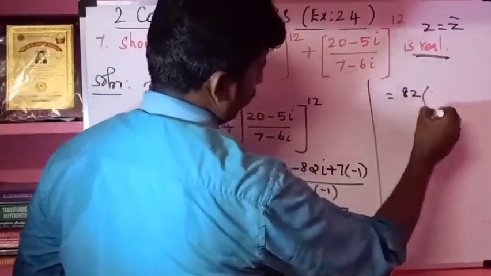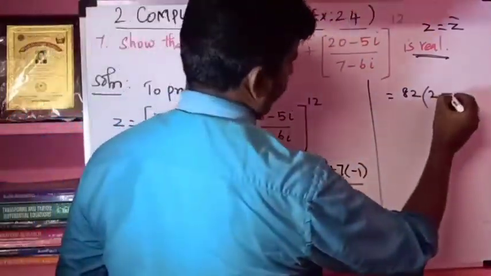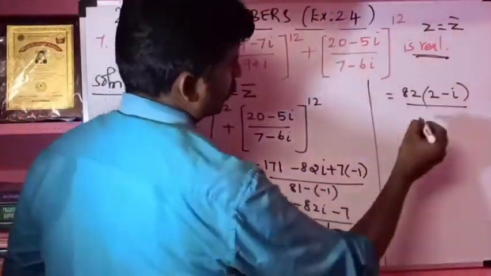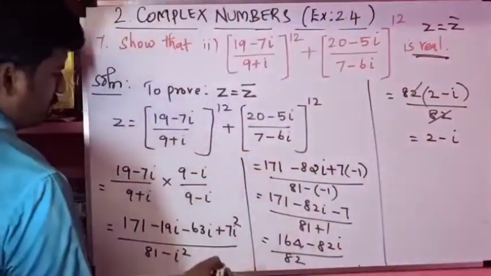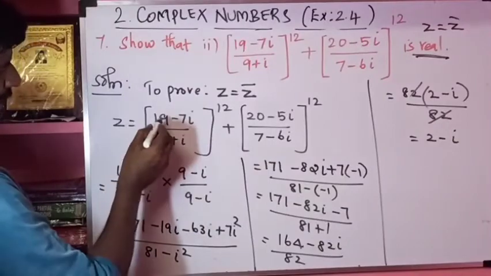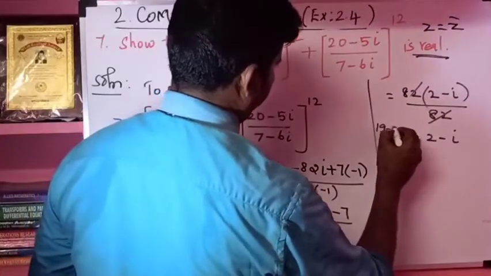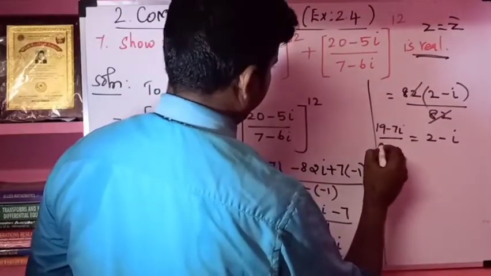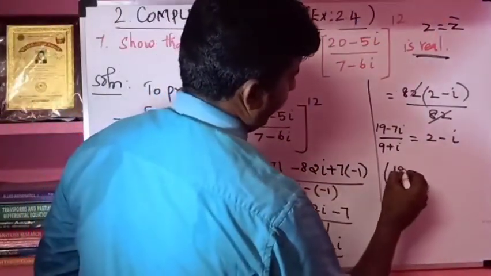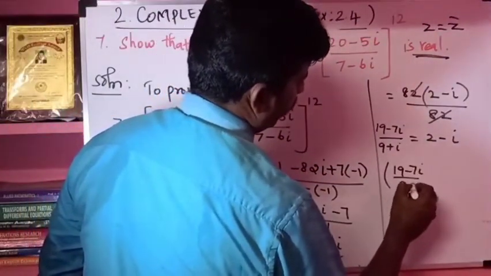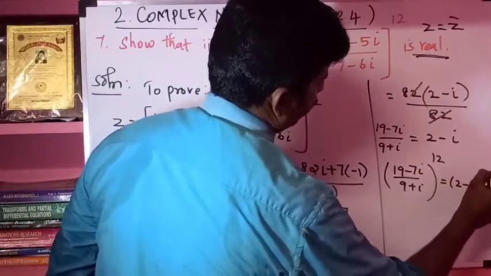We can take 82 common outside, right? So this is 2 times 82 is 164, minus i, divided by 82. It will be cancelled. This is 2 minus i. So this is the value for 19 minus 7i by 9 plus i. What power is there? 12 is there, we can write it as it is. (19 minus 7i by 9 plus i) power 12 is equal to (2 minus i) power 12.